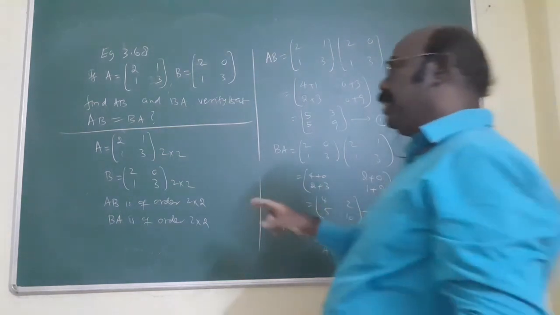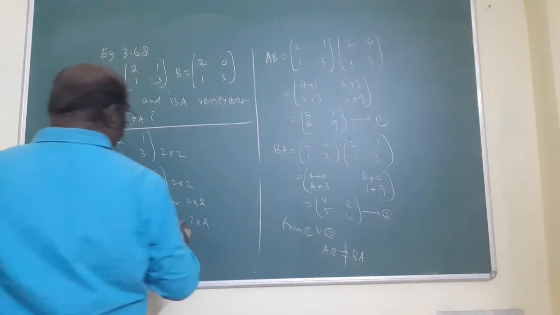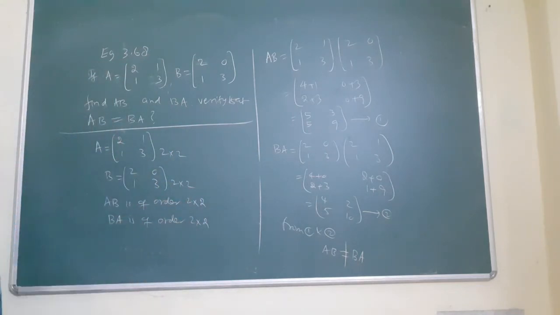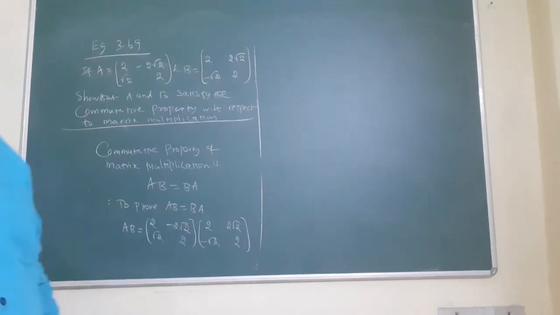Therefore here AB is about 2 cross 2. BA is about 2 cross 2. That's it. Matrix multiplication is possible then only you want to multiply. Suppose it is not possible to multiply B, the simple answer is BA is not defined. That's the answer. That's all.